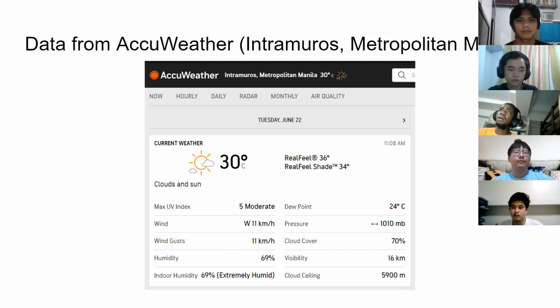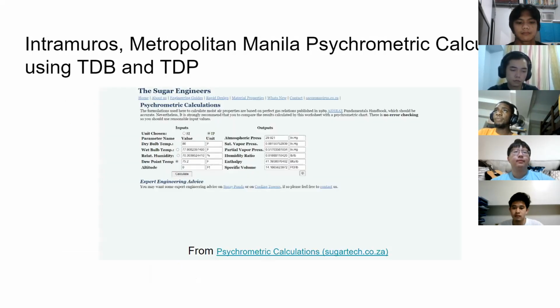Okay, this information was gotten from Intramuros, Metro Manila on Tuesday, June 22nd at 11:08 a.m. You can see that the temperature is 30 degrees Celsius and the dew point is 24 degrees Celsius. Moving on. We input the converted temperatures: the dry bulb temperature at 86 degrees Fahrenheit and the dew point temperature at 75.2 degrees Fahrenheit.